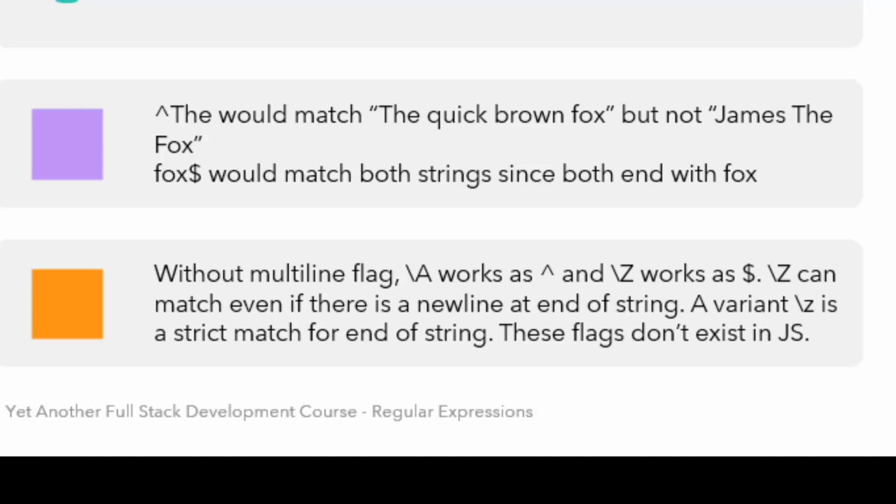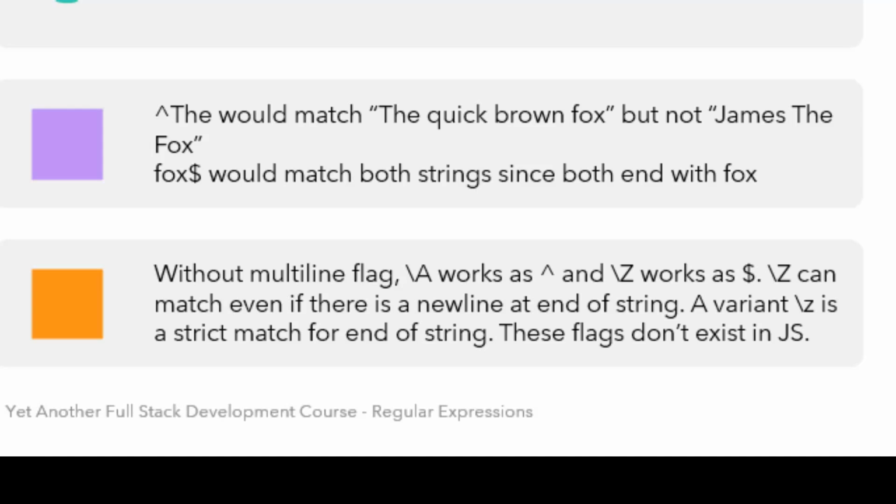Backslash Z and backslash small z work similar to dollar without the multi-line flag, with a slight difference. Both only match the end of the string, so the last line of a multi-line string. Backslash Z, that is the capital Z, would match the end of the line even if the string terminates with a newline character. That is, it would ignore the end of line character at the very end of the string, while backslash small z would only match the strict end of the string.